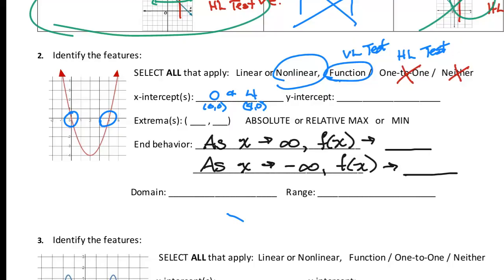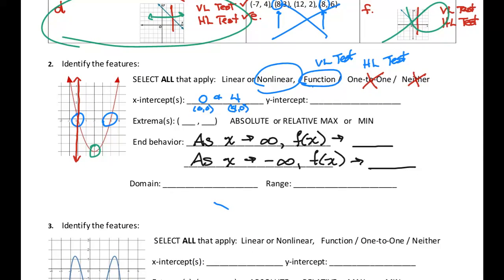(2, -4). Now, that is an important point, but I don't think it's where it crosses the y-axis. So the y-intercept has to be on the y-axis. So if that's the case, can you tell me now where my y-intercept is going to be? (0, 0), or just 0. Yeah. This same point right here. Yeah, you can have the x and y-intercept be the same place.